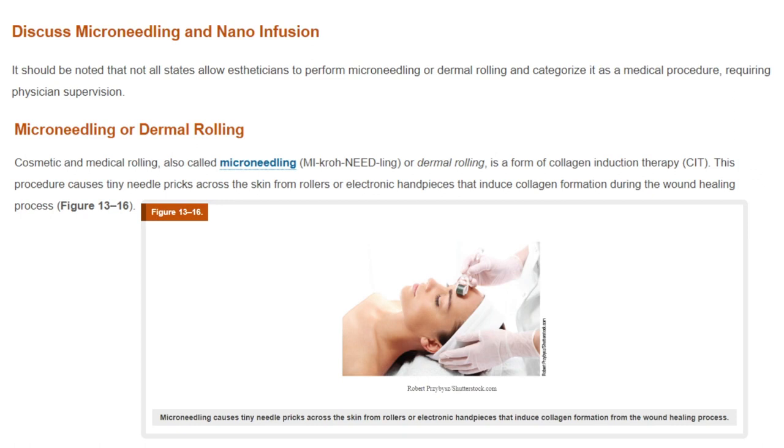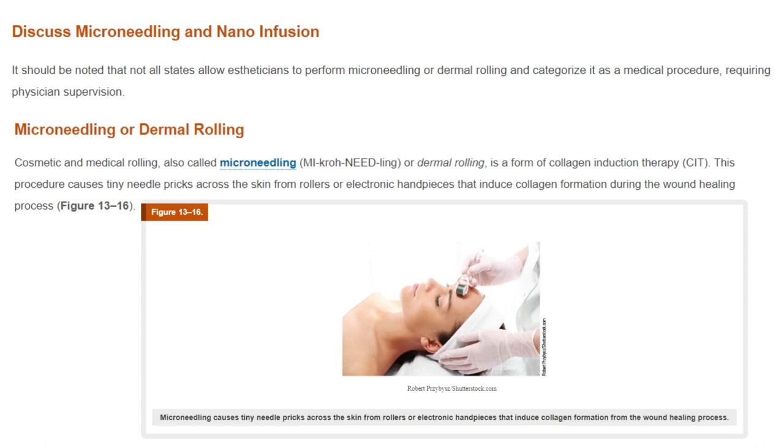It should be noted that not all states allow estheticians to perform microneedling or dermal rolling and categorize it as a medical procedure, requiring physician supervision. Microneedling or dermal rolling. Cosmetic and medical rolling, also called microneedling or dermal rolling, is a form of collagen induction therapy, CIT. This procedure causes tiny needle pricks across the skin from rollers or electronic handpieces that induce collagen formation during the wound healing process.